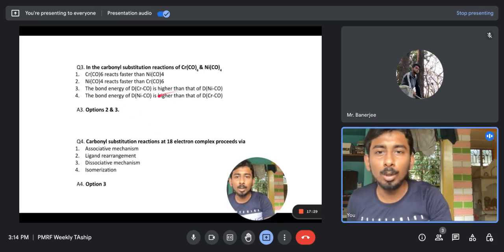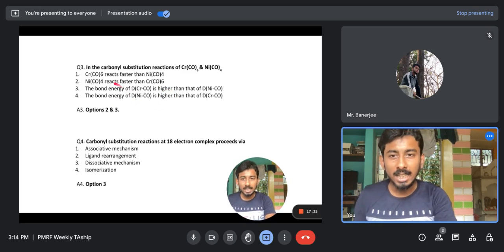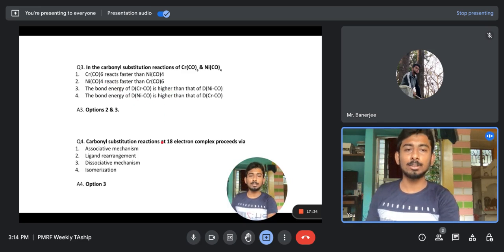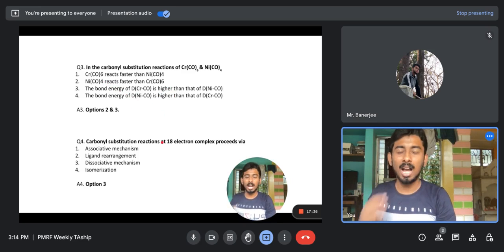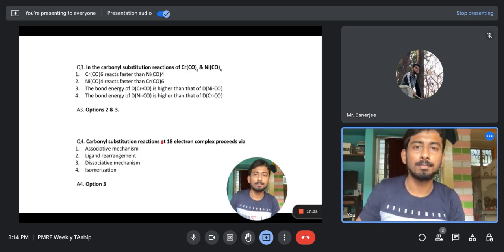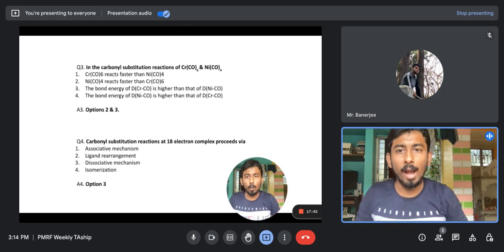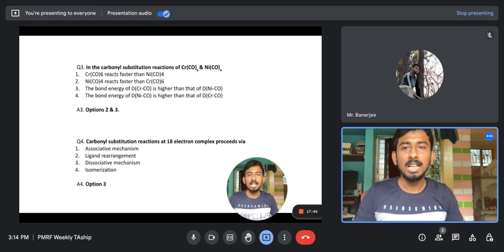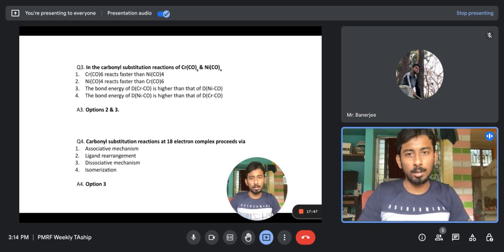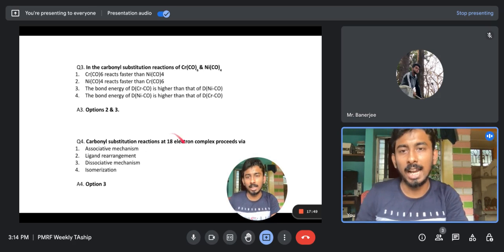That's why, in Ni(CO)4, the bond energy is also quite higher, and Ni(CO)4 also acts quite faster than Cr(CO)6. So that is the reason why options 2 and 3 are the major right statements.